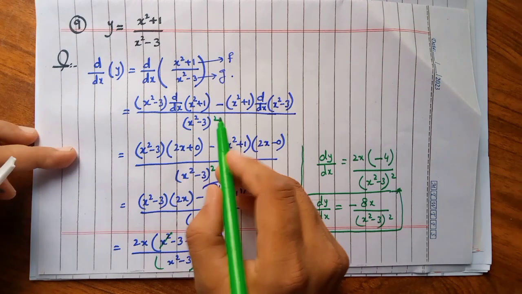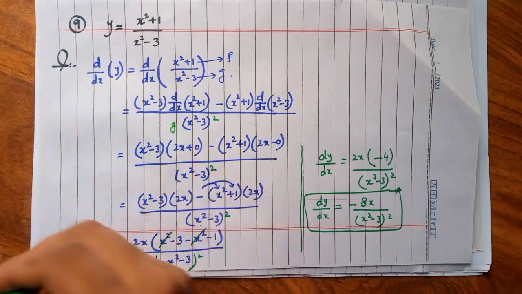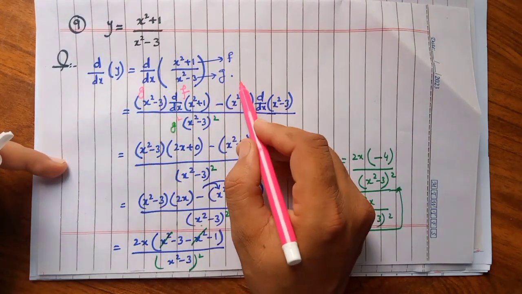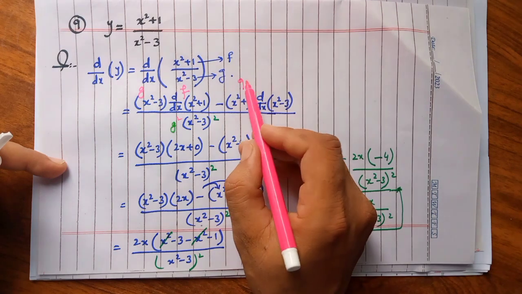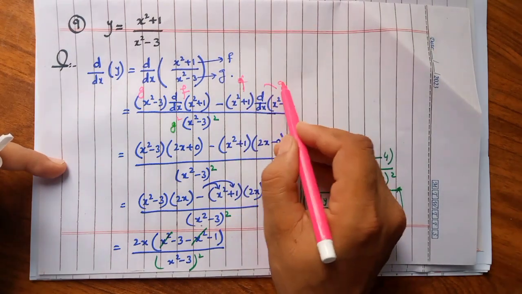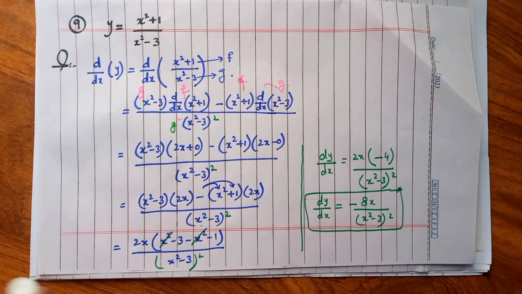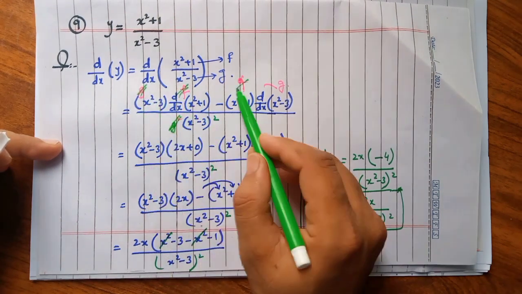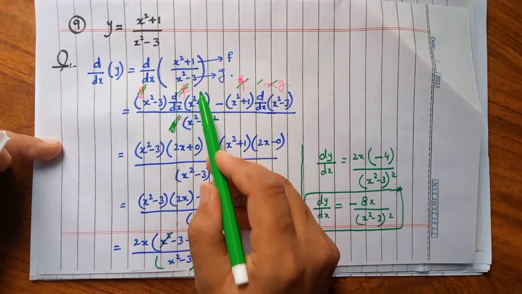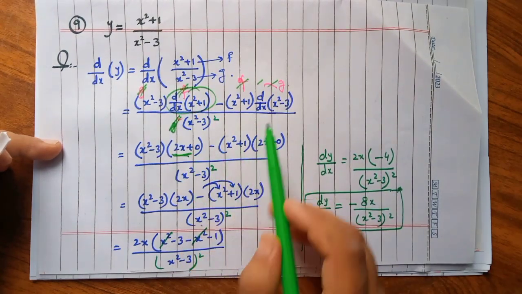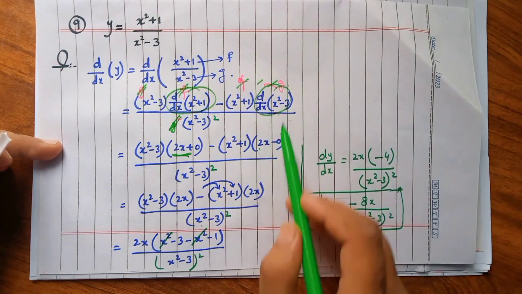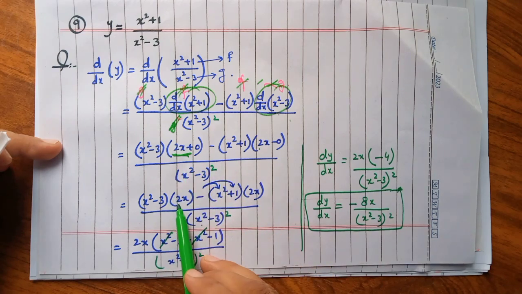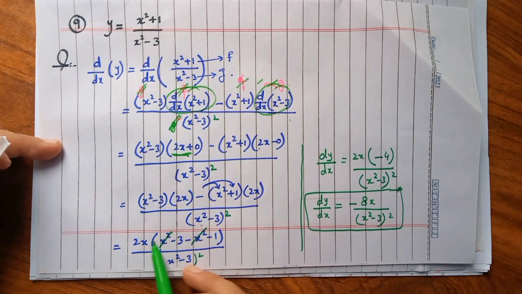So this is g, we will change the color. This is g square, this is g, this is derivative of f, this is g, this is f, and this is derivative of g. So simply derivative of x square plus 1 is equal to 2x. We had discussed earlier. Derivative of x square minus 3 will be equal to 2x, because derivative of constant is equal to 0. So we will take 2x as common from this expression.